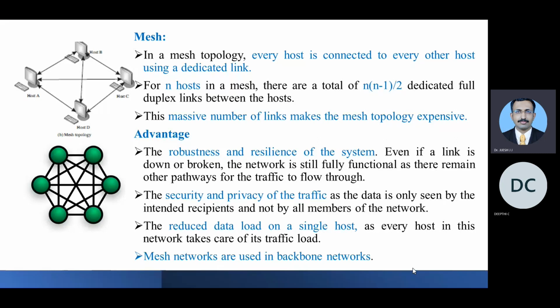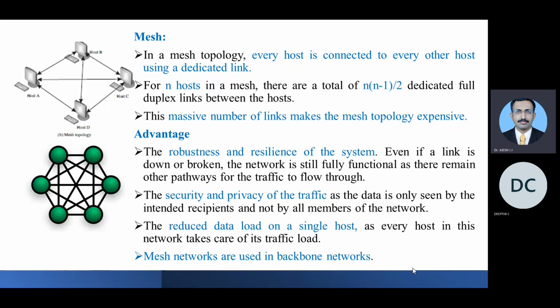What is the problem with this? Since every node is connected to each other, it is very massive, and a lot of cost is involved because you have to connect one node to another. Every node has to be physically connected. There should be a specific channel between one node and another. And what is the advantage? Its robustness, as well as the security and privacy of the traffic. It reduces the data load of a single host. So these are some of the advantages.